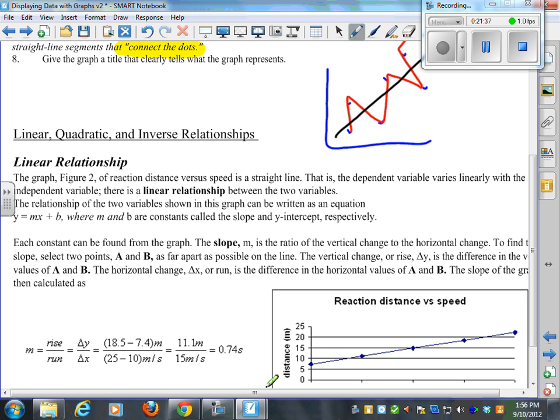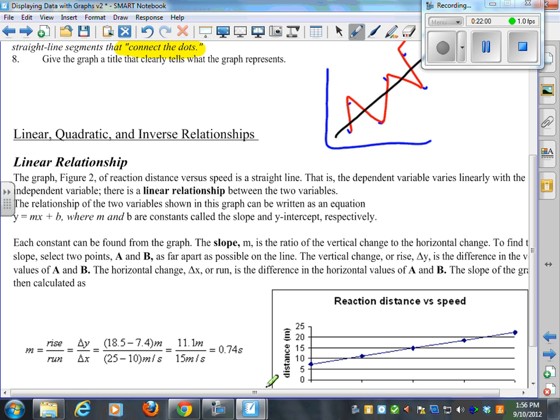What does the m stand for? Slope. What does that mean, Rebecca? Rise over run. How steep the line is, right? The m is the slope. How steep it is. What's the b? The y-intercept. And what does that mean? Where the line crosses the y-axis, right?